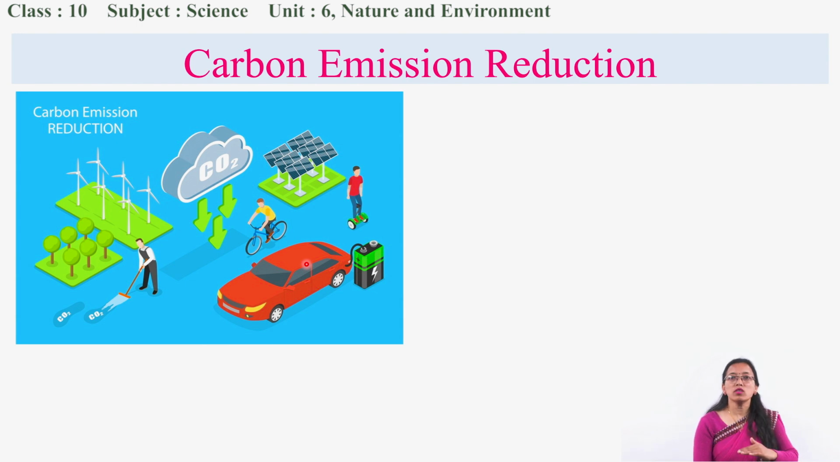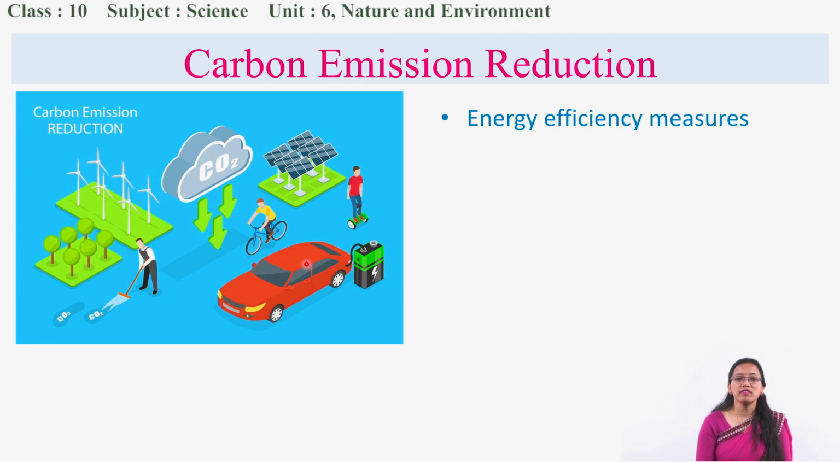So, if we reduce the carbon emission, greenhouse gases will decrease and global warming will decrease. Because of that, what happens? The whole climate change will be controlled. Here, the most effective one is energy efficiency measures. That means to utilize fossil fuel energy carefully. If we minimize the use of fossil fuel energy, we can minimize the emission of carbon dioxide. So, these are the different ways by which we can reduce the use of fossil fuels.